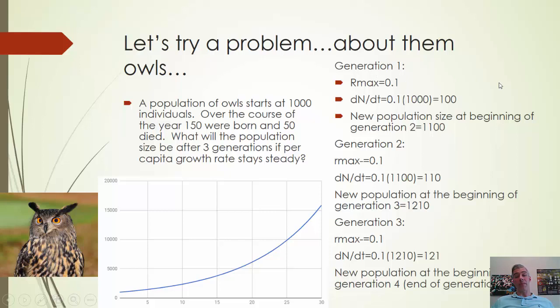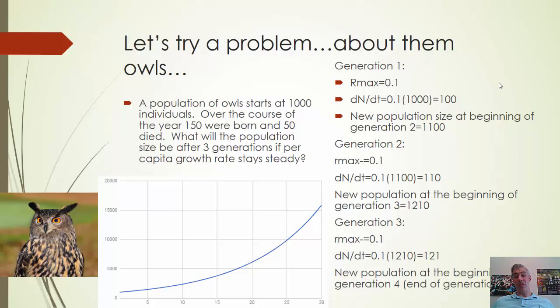We then plug it into an exponential growth equation. dN/dt equals R max, or 0.1, times N, which is the initial population size of 1,000, and that gives us our 100 individuals. We then take that and add it to our initial population size, and that is our new population size at the beginning of generation 2, which in this case is 1,100.